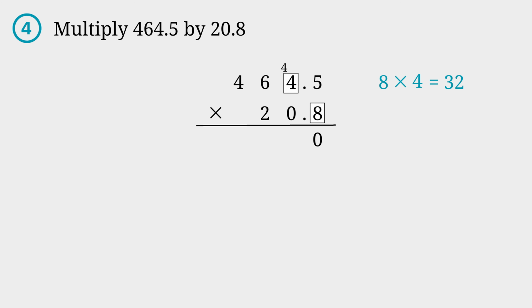8 times 4 is 32, add the small 4 to give you 36. Write the 6 down at the new line and a small 3 at the next digit, which is 6. 8 times 6 is 48. Add the small 3 to give you 51. Write the 1 at the new line and a small 5 at the 4. 8 times 4 is 32. Add the small 5 to give you 37 and write it down.